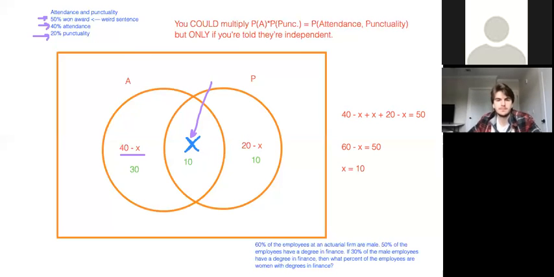They could have followed up and asked something like, what's the probability that somebody had perfect attendance but wasn't punctual? And so you would just go look at the category that satisfies that criteria. Having perfect attendance but not being punctual is this 30% over here.